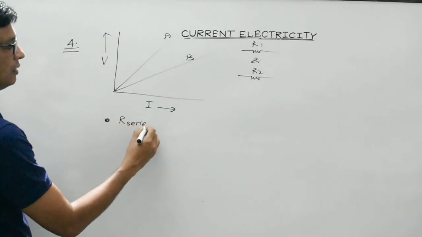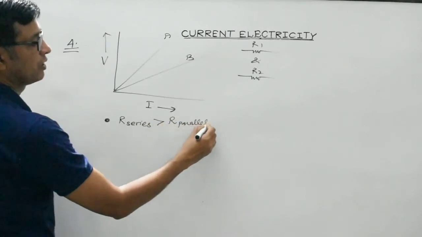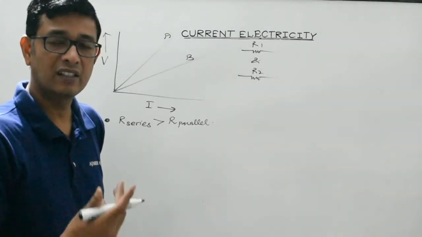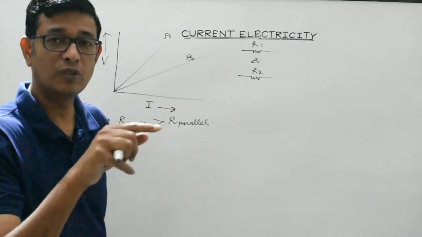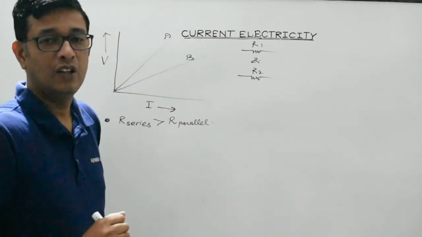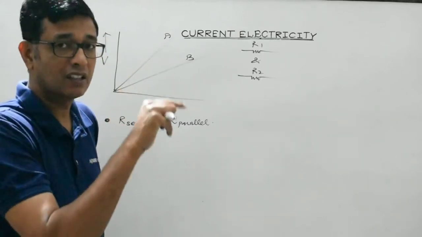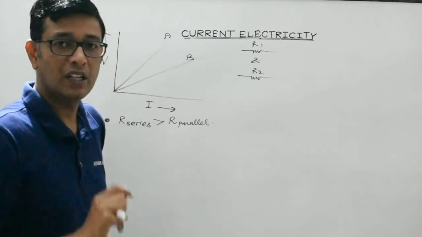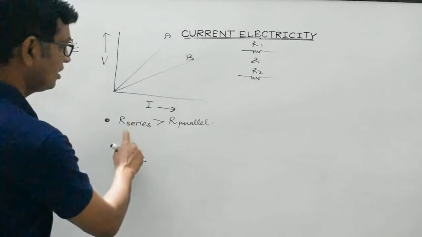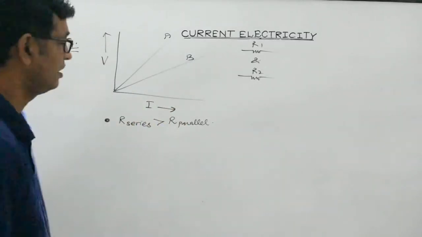R series is always greater than R parallel. This we are already aware of. What is the formula for the equivalent resistance when the resistors are connected in series? That is, R is equal to R1 plus R2 plus R3. So there the equivalent resistance increases. While in parallel we use the reciprocal formula, that is, 1 by R is equal to 1 by R1 plus 1 by R2 plus 1 by R3. So in the parallel grouping the resistance decreases. So R series is always greater than R parallel. This is the first basic knowledge you should have.